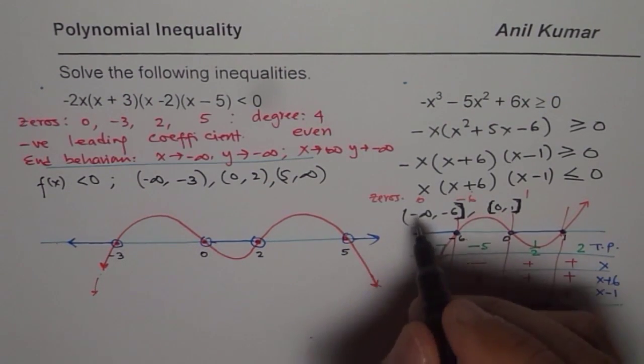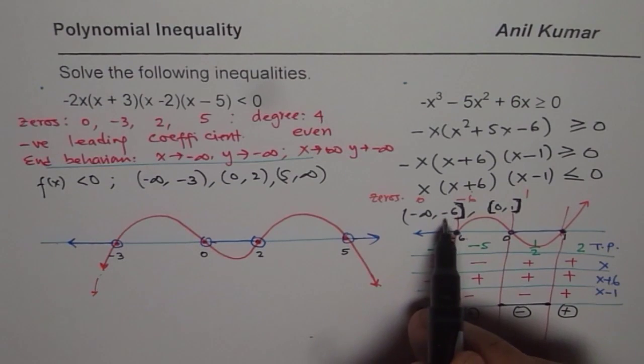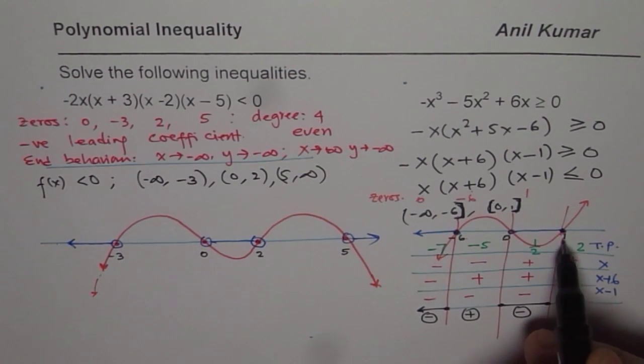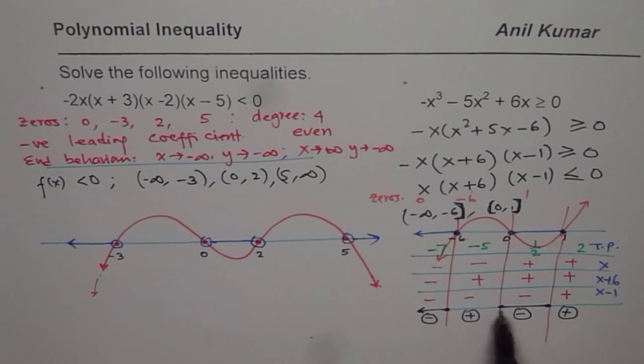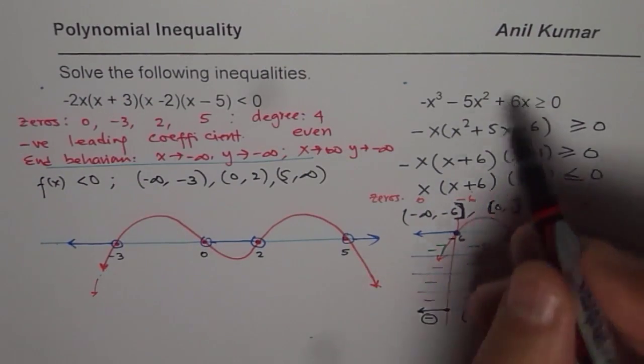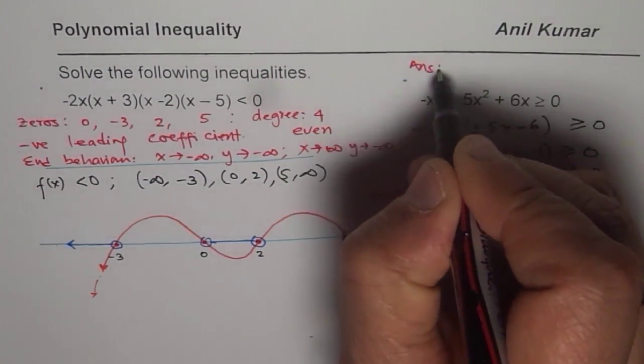And so our solution is from -infinity to -6, where -6 is included, and then from 0 to 1. Remember, this is the interval for which we made a table of values and selected test points to find whether the function is negative or positive. Less than or equal to 0 means negative or 0, right? So the solution for this is, let me rewrite our answer here since I made a mistake.